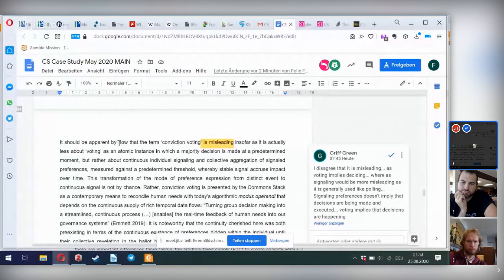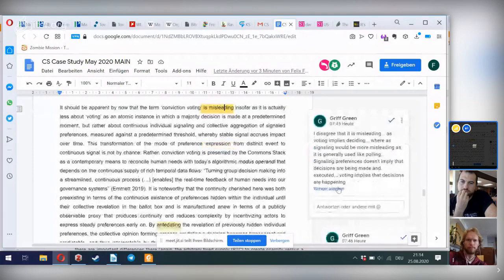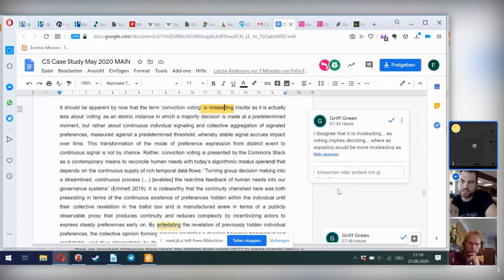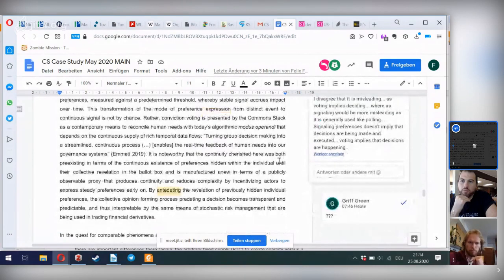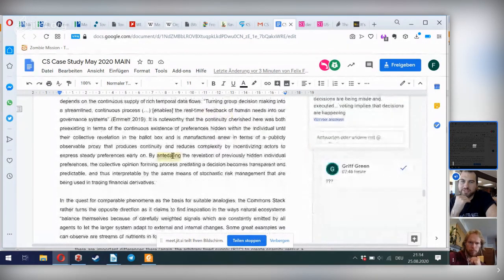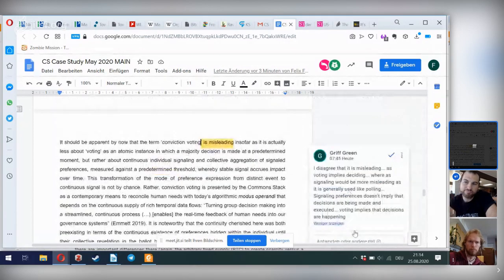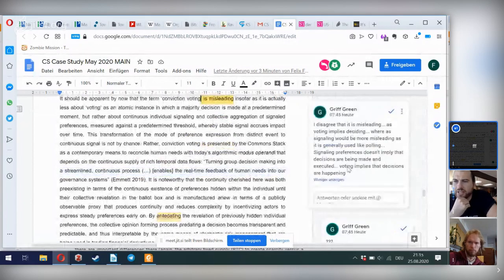The term conviction voting and collective aggregation of signaled preferences, and you disagree. Voting implies deciding. Signaling would be more okay. Right, signaling is not binding. Usually, that's why voting versus signaling. I mean, words are hard for sure, but we have to pick one. Okay, look, I'm gonna leave your comment in there. It's good, and I'm gonna think about a third word. But I agree. What One Hive uses is conviction funding. Right, because it is about funding in the end.